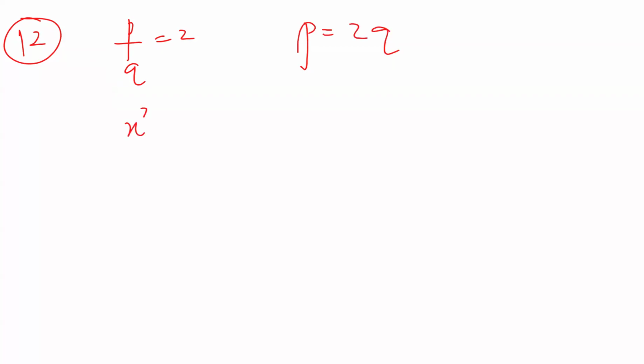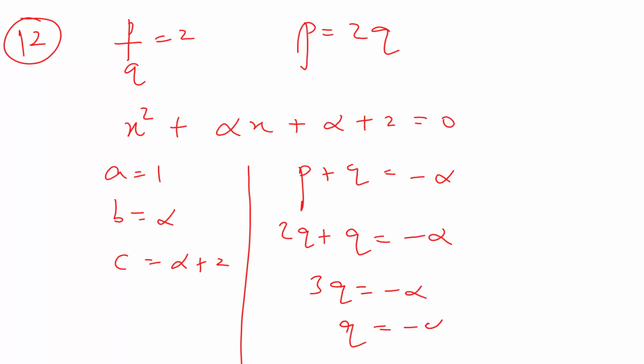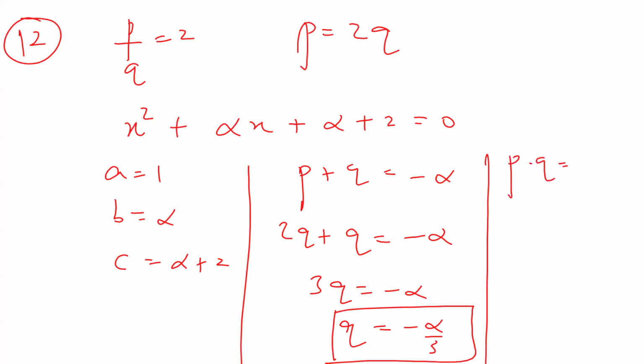So x square plus alpha x plus alpha plus 2 is equal to 0. This is the quadratic equation. A is 1, B is alpha, C is equal to alpha plus 2. Sum of the roots, p plus q, is equal to minus B by A, that is minus alpha. Now p is equal to 2q given in the problem, so 3q is equal to minus alpha. q is equal to minus alpha upon 3. Product of the roots, p into q, is C by A, so that is alpha plus 2 upon 1.